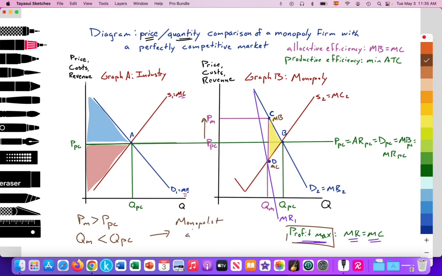All right, we see that at QM, the marginal benefit is greater than the marginal cost, generating a welfare loss, which is the shaded area here between points B, C, and D. All right, so with the IB guide, we've illustrated a model comparing price and quantity for perfect competition and monopoly. In the third and final video here, we're going to illustrate the individual firm compared to the monopolist.